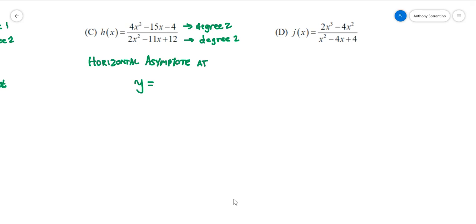Well, according to the rules we discussed before we got into this example, it's going to be a ratio of the leading coefficients. So since the x squared is the highest power of x on top, 4 is the leading coefficient. X squared is the highest degree on the bottom, so 2 is the leading coefficient. So this is going to be 4 over 2. So y equals 2 is the horizontal asymptote.